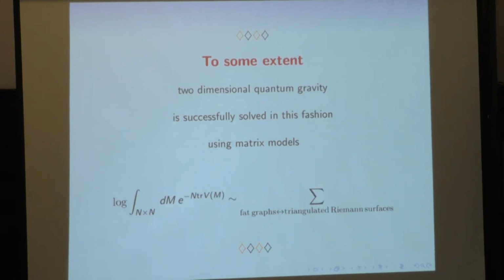So one success story in that field was that of two-dimensional quantum gravity, where the two-dimensional random geometries could be built out of, let's say, small triangles, and then enumeration of triangulated Riemann surfaces can be cast in the form of the fat graph expansion or 't Hooft expansion of a large N matrix integral. And so you can compute more or less everything about matrix integrals, and so you can compute more or less everything about two-dimensional quantum gravity.